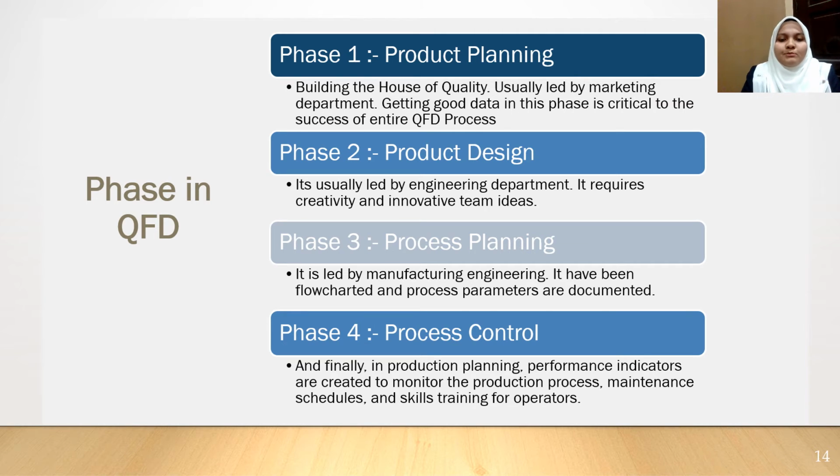The third phase is process planning. It is led by manufacturing engineering. It has been flow charted and process parameters are documented. The fourth phase is process control. And finally, in production planning, performance indicators are created to monitor the production process, maintenance, schedules, and skills training for operators.